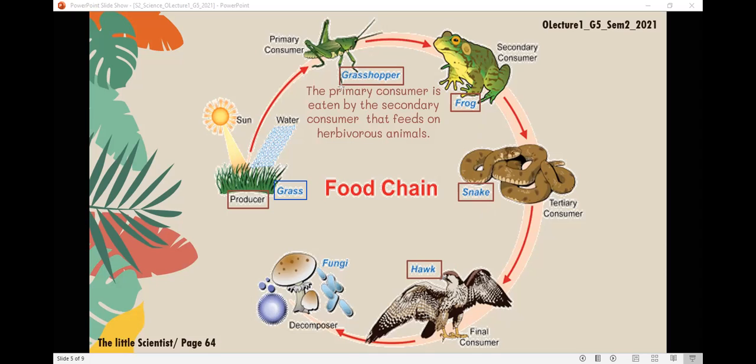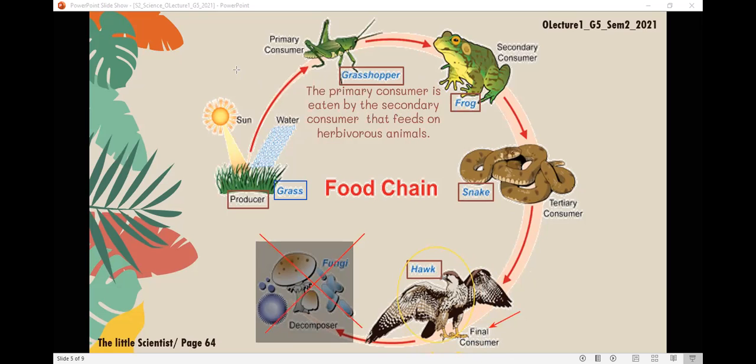Wait a moment. It seems that you are not listening to me. Don't talk about this. Decomposers don't eat. So forget about this. Okay? Decomposers don't eat. Your food chain must end right here with the hawk. It's the final consumer. If you read the slide carefully, it says that the hawk is the final consumer.